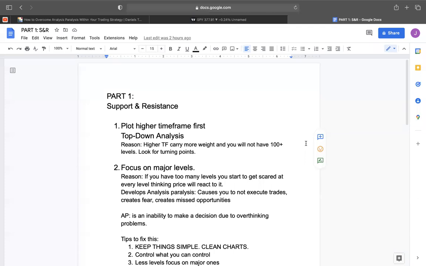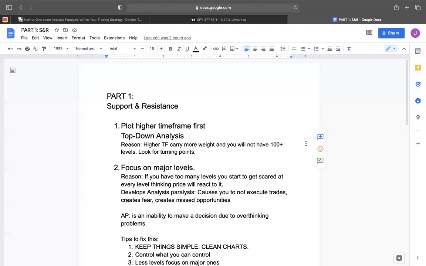Number 2, focus on major levels. This is something that I think a lot of people should start doing more often. A lot of you guys, when you post your charts, have too many levels, right? And that's not how trading works. If you have too many levels, it's going to cause a lot of problems. You start to get scared at every level, thinking the price will react to it, right? How many of you guys made support and resistance levels, and then were hesitant to take certain trades just because there's a level right there?